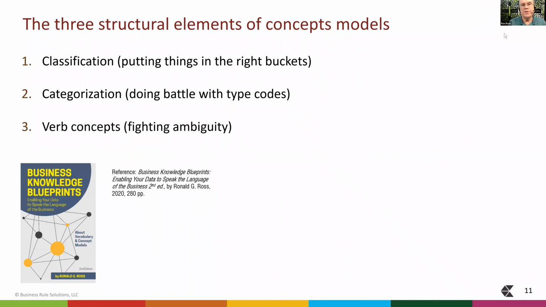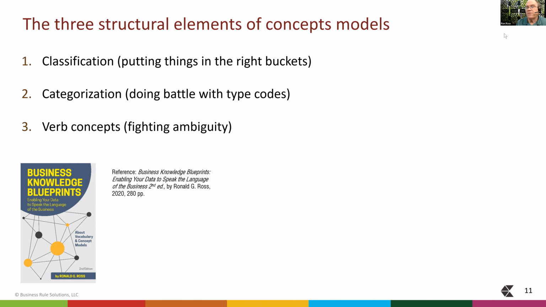So just to sort of wrap that up, there are three basic elements of structure within SBVR. Classification, which means putting things in the right buckets. In other words, what's an instance of what? What are instances of classes? That's the first, and I illustrated that a bit. Categorization, which I didn't emphasize, but really is doing battle with type codes. And so that's a whole different discussion.